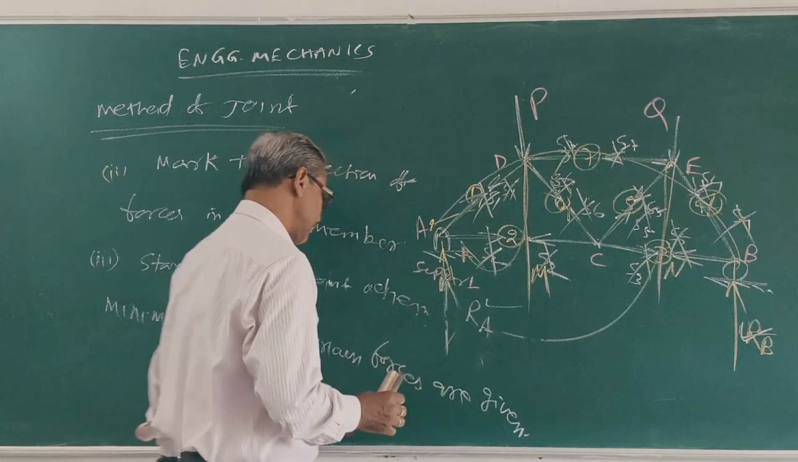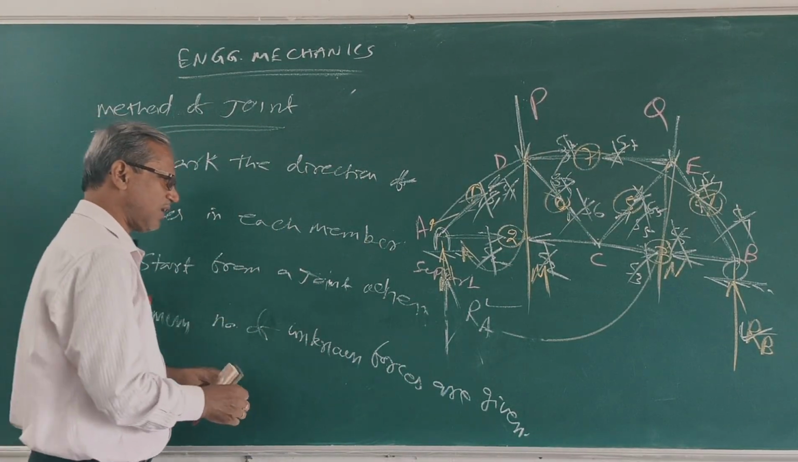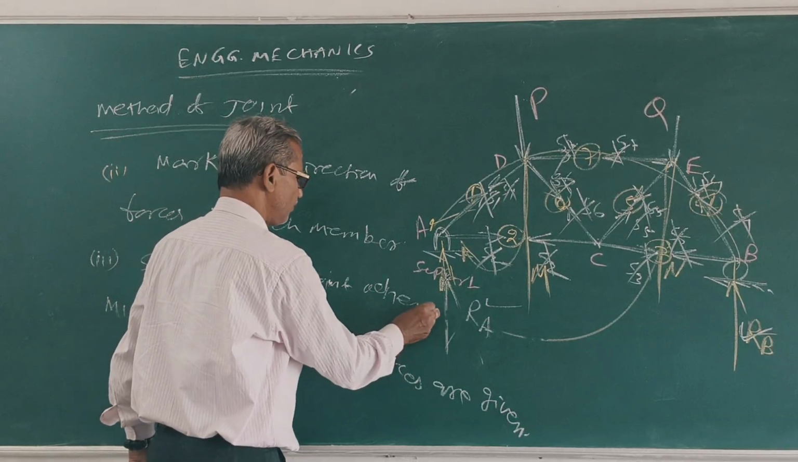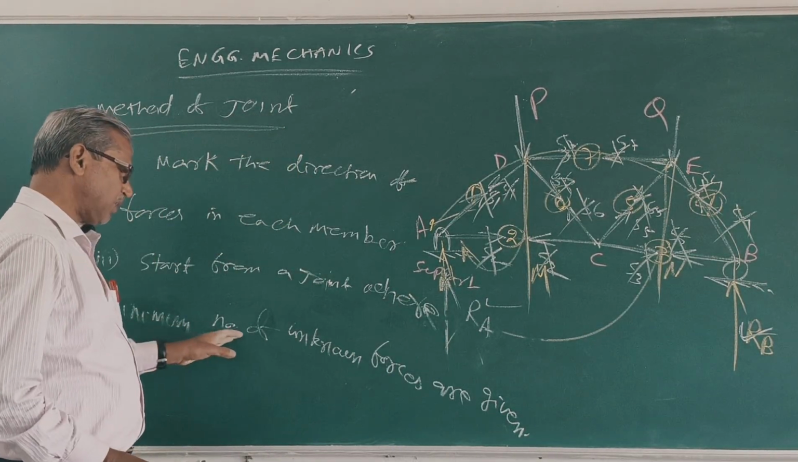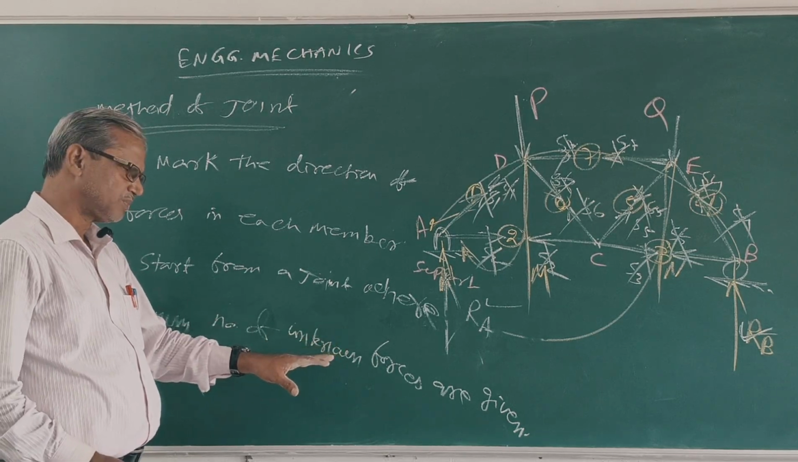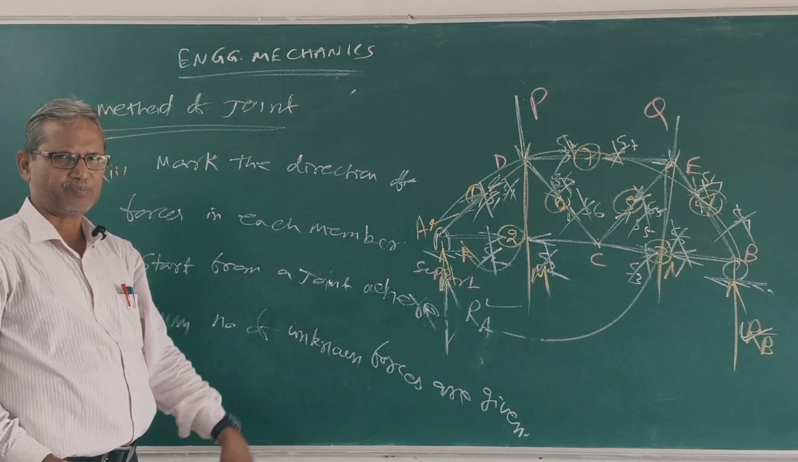Number 3 point: start from a joint where the minimum number of unknown forces are given. So it is better to start from either A or from B. Next.